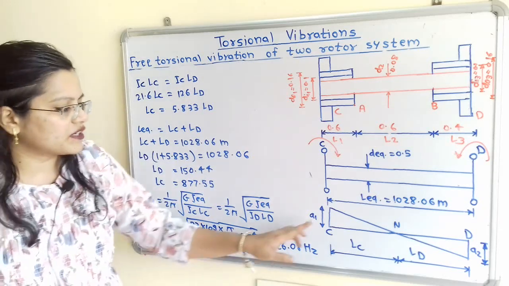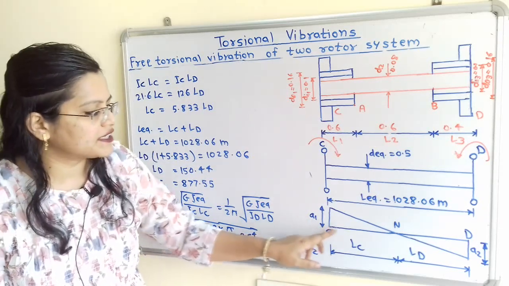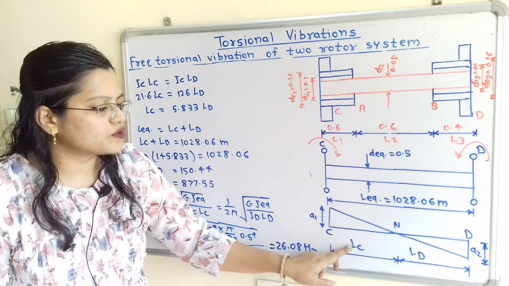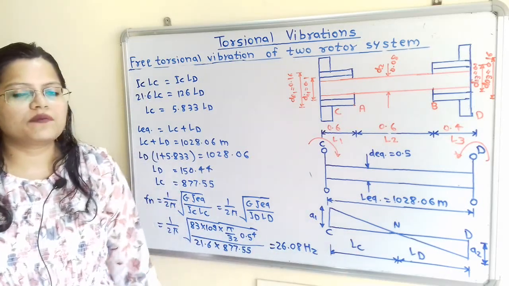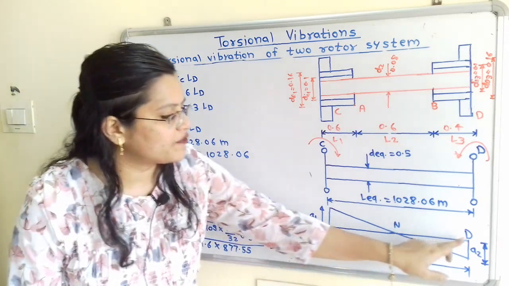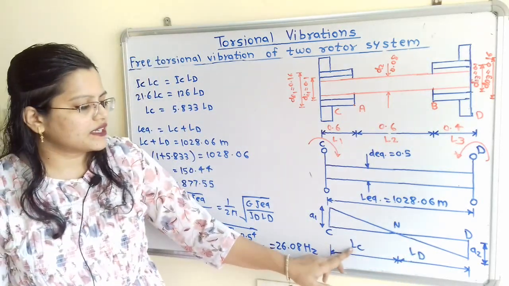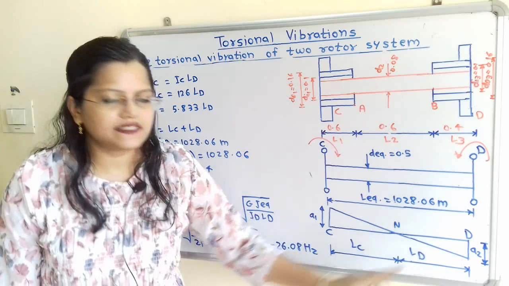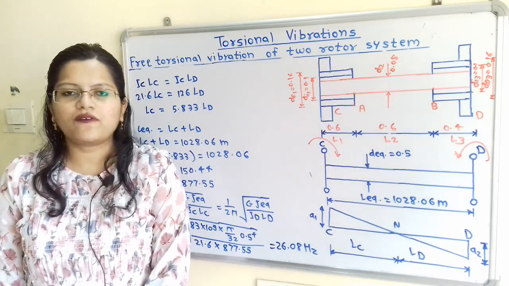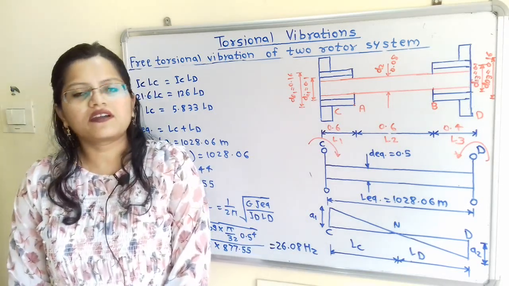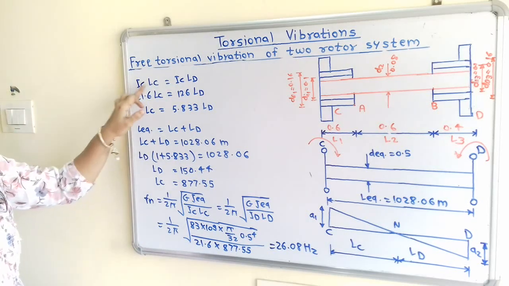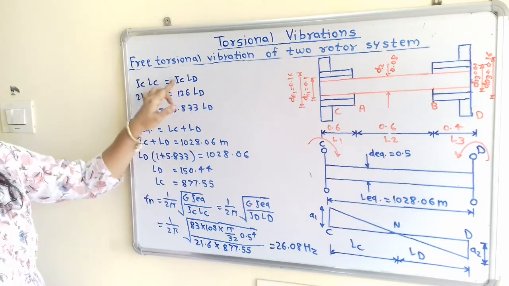Now if we measure the distance from this point C up to point N, then it is known as LC, and if we measure the distance of this point N from point D, then it is known as LD. Now we will find out the values of LC as well as LD. So how to find this? We have one condition, that is ICLC is equal to IDLD.